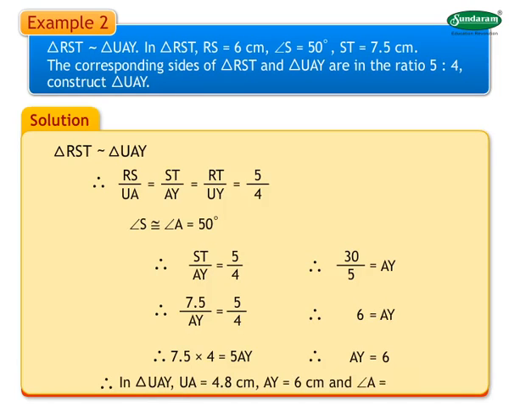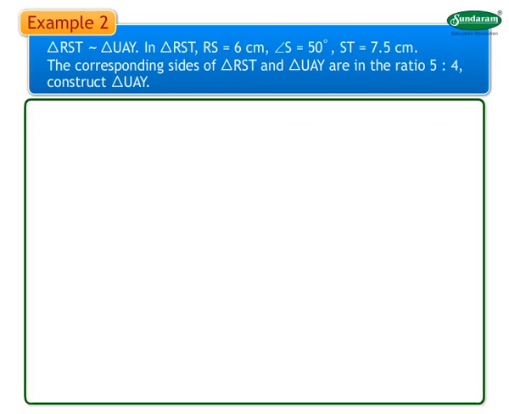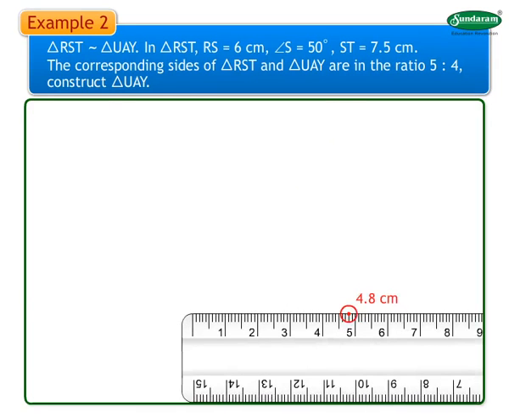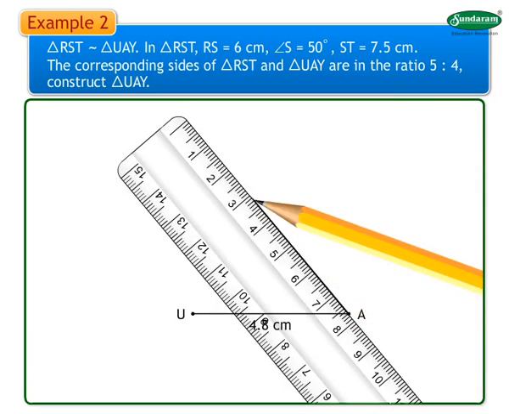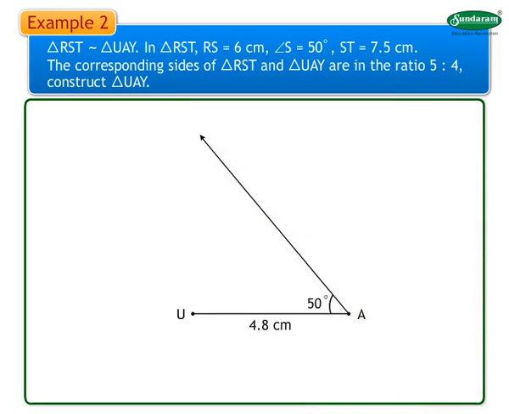In triangle UAY, UA is equal to 4.8 centimeters. AY is equal to 6 centimeters and angle A is equal to 50 degrees. Now let's look at the construction. Draw a segment UA of 4.8 centimeters. Keep the protractor on point A, measure 50 degrees and draw angle A.